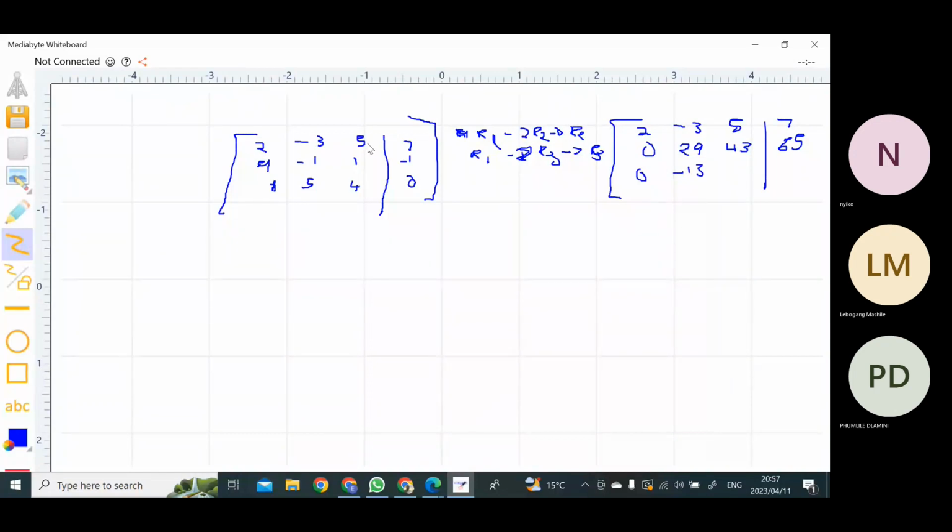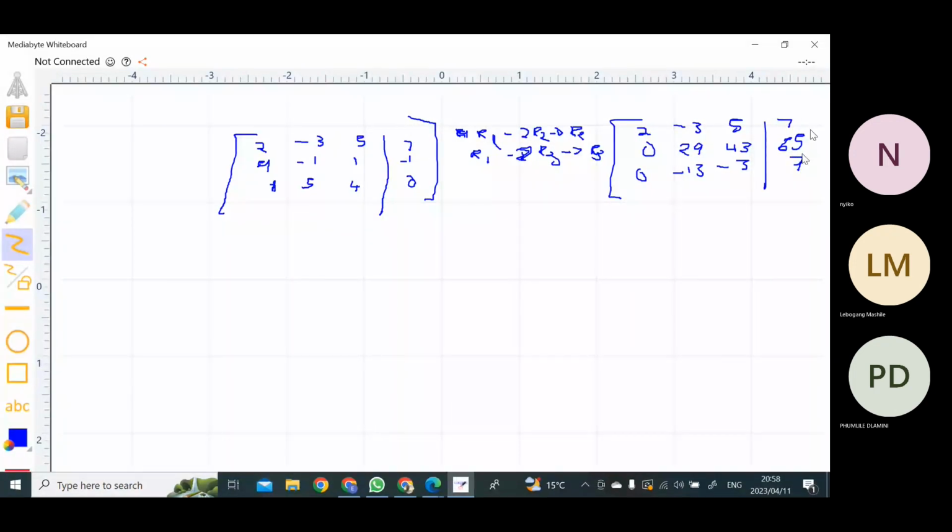Then you're going to say 5 minus 8, which is going to be minus 3. Then 7 minus 0: 0 times 2 is 0, and 7 minus 0 is 7.